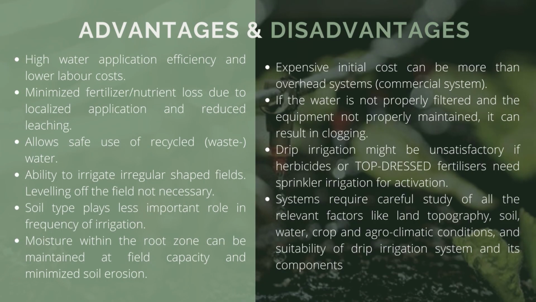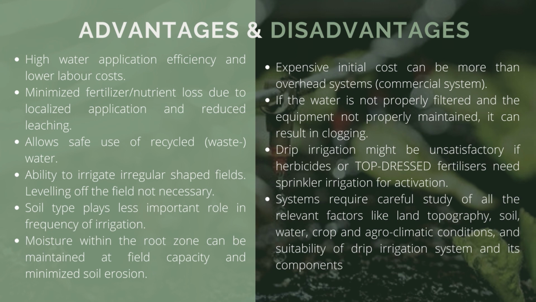Advantages of the drip irrigation system: high water application efficiency and lower labor cost, minimized fertilizer loss due to localized application and reduced leaching, allows safe use of recycled water, ability to irrigate irregular shaped fields, leveling of the field not necessary, soil type plays less important role in frequency of irrigation, moisture within the root zone can be maintained at field capacity, and minimized soil erosion.